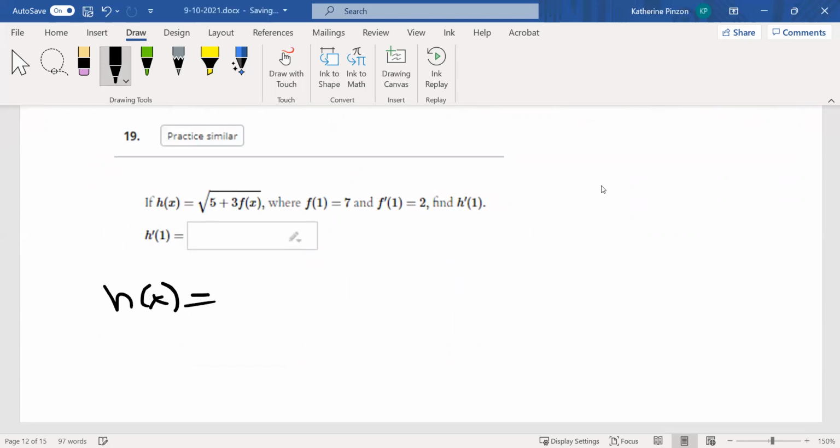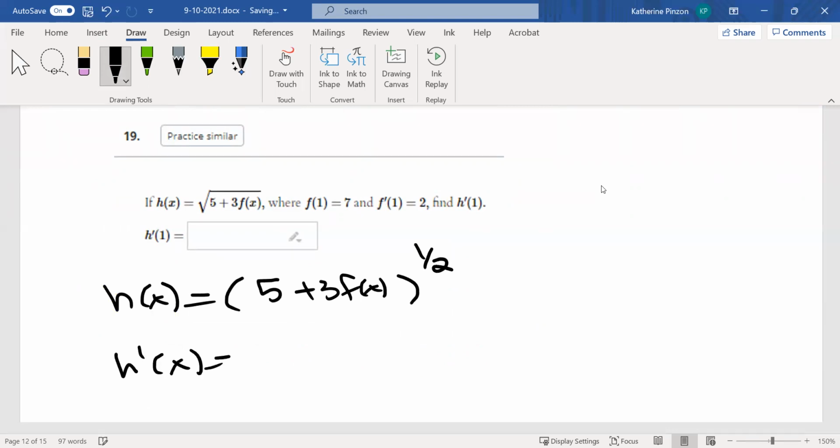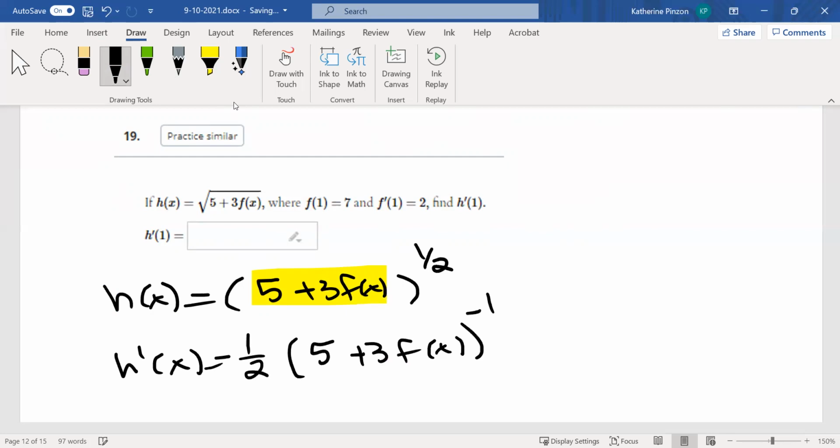If you want to take the derivative of h, how would you write it? 5 plus 3f of x to the 1/2. And now I'm going to use which rule? Chain rule, yeah. H prime of x is all of this stuff to the 1/2. Derivative of a whole bunch of stuff to the 1/2 is 1/2, whole bunch of stuff to the negative 1/2 times what goes at the end? Derivative of that yellow stuff. Derivative of 5 is 0. Derivative of 3f is 3f prime.